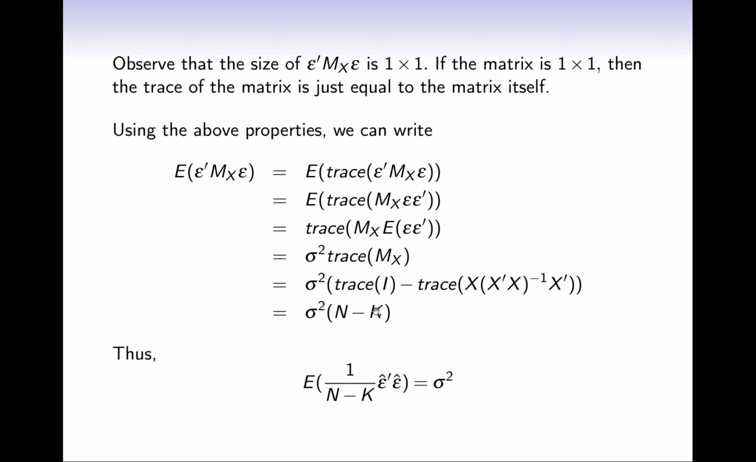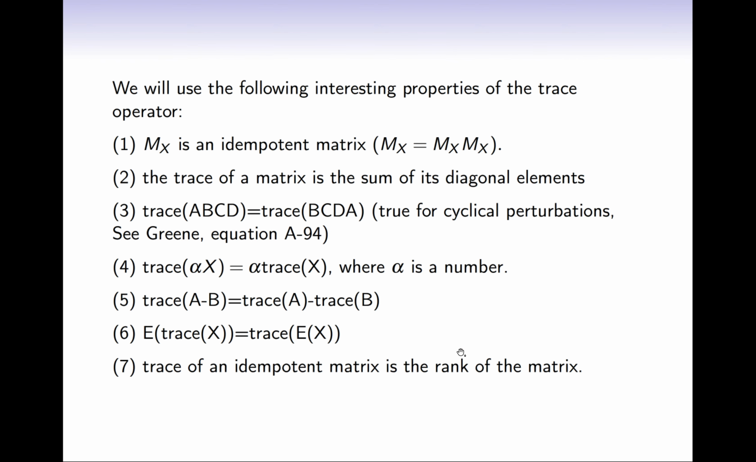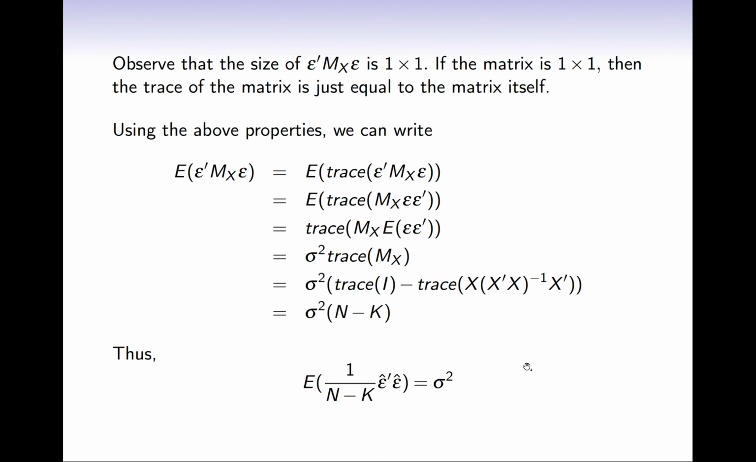So that tells you that if I divide this original thing by n minus k, the expectation is sigma squared. Okay, so I think it's a really clever little proof. And I guess we did not use that last property from this slide, but this is also true. Okay. All right, so that concludes chapter 7.